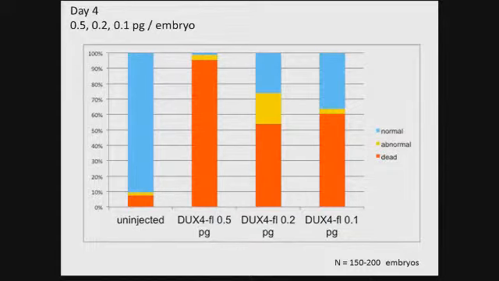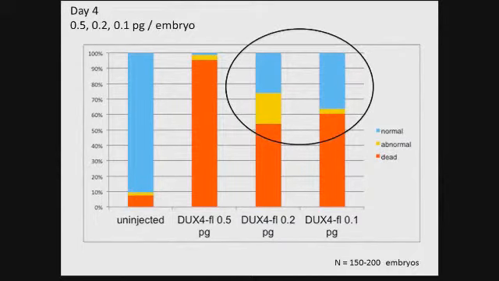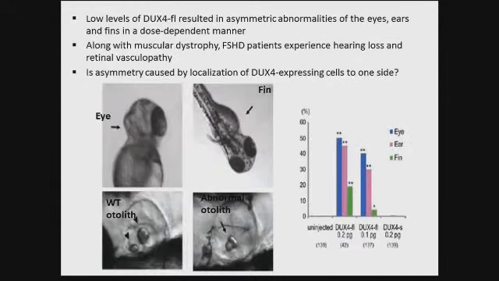At the 0.2 level, you can see still some die, but in yellow, some survive, and they have an abnormal phenotype. And the phenotype is really quite striking. I'm going to show you. Low levels of DUX4 resulted in asymmetric expression and abnormalities of the eyes, ears, and fins of these zebrafish embryos that were injected with 10 to the 5 molecules. And you can see that pictured here. There's an eye on one side and not on the other. There's a fin on one side, not on the other.